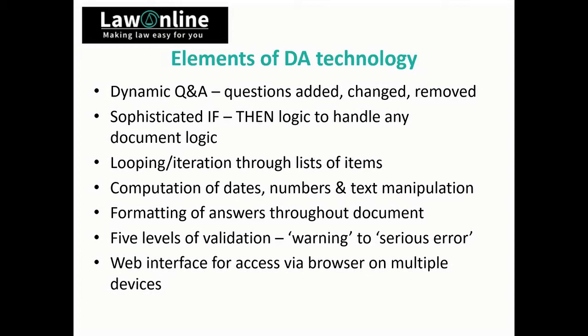A serious error, to give you a very simple example, would be where you need to be 18 years of age to be party to a document. When we ask you your age, if you say you're under 18, we will stop you and say you can't continue. That being a pretty simple example.